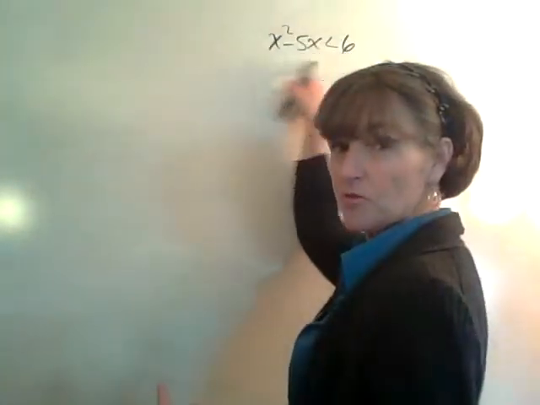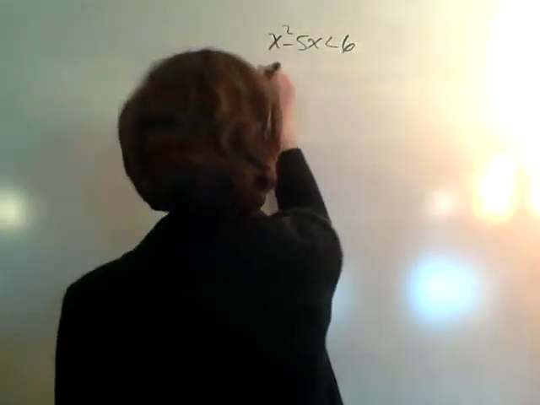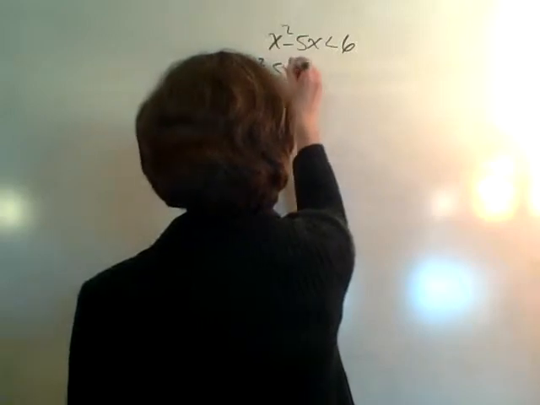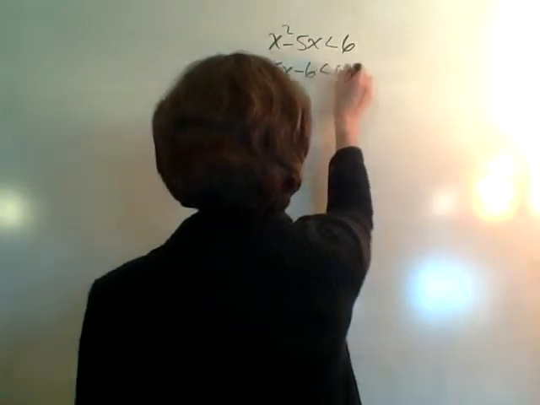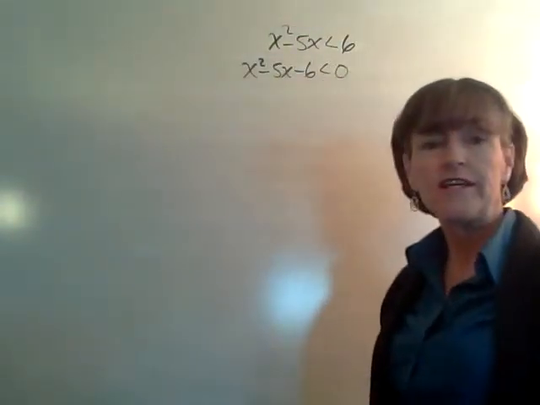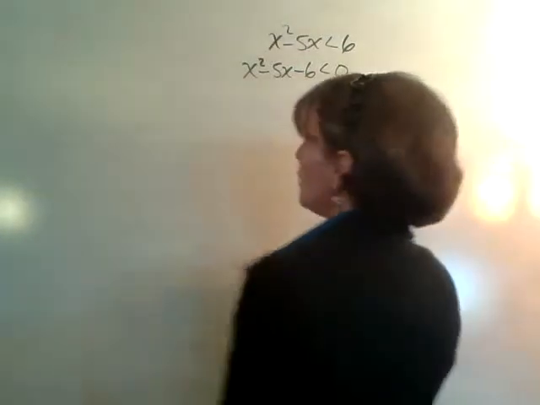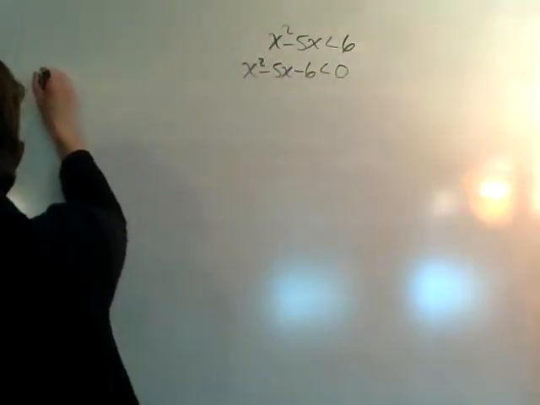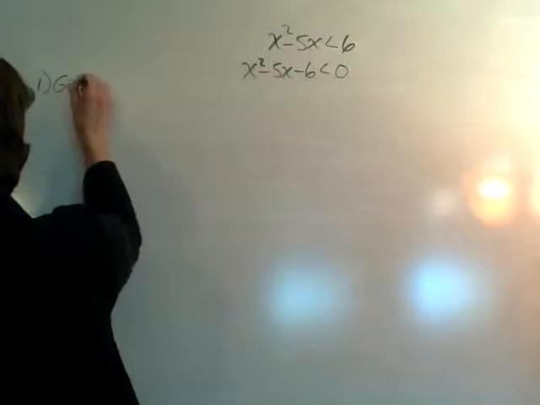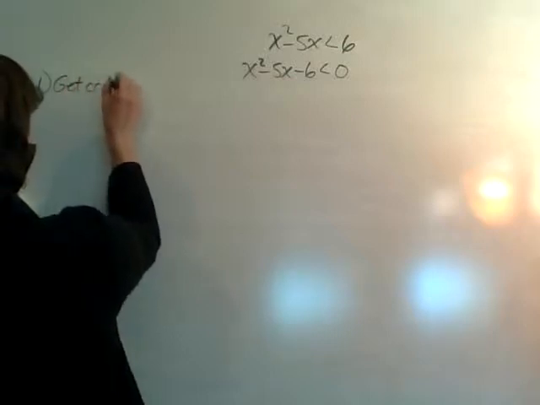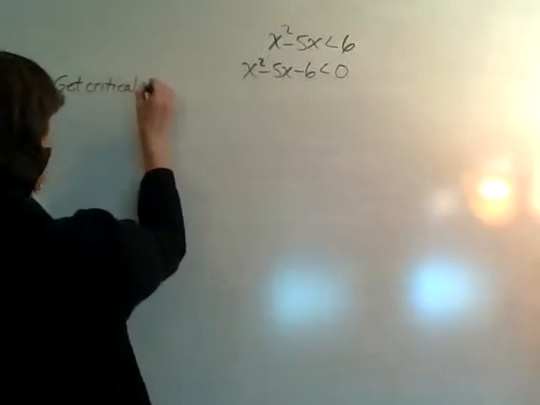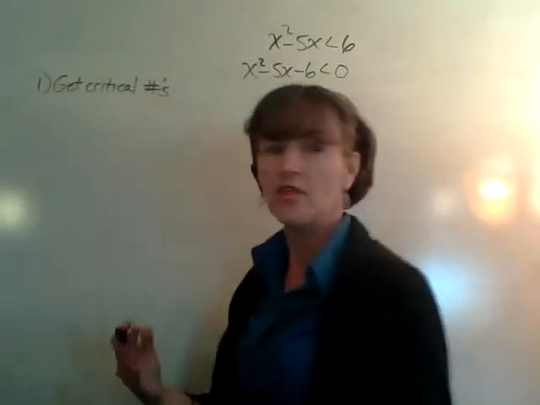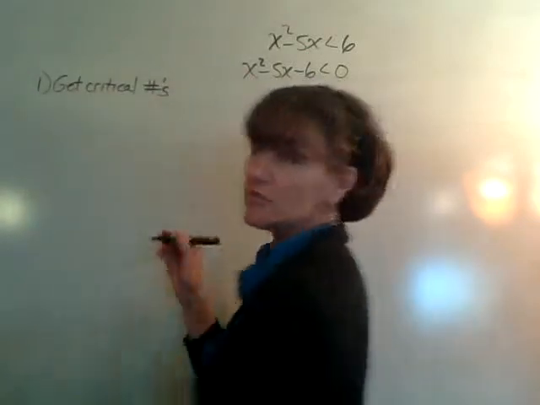The first thing I want to do, before I get my critical numbers, is move the 6 to the other side so that we have x squared minus 5x minus 6 is less than 0. This is going to help me get my critical numbers. Now, what are critical numbers? Critical numbers are anything that make your function 0 or undefined.